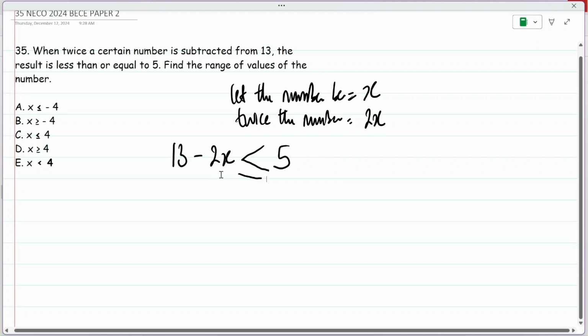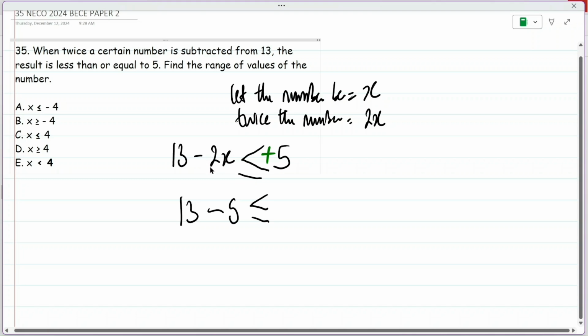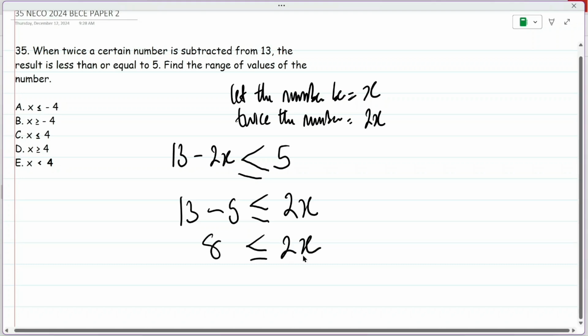There are two ways to do it. For us to be careful, we don't want our x negative. Let's take this minus 2x outside. At this point, this sign is operating like an equals to sign, so it turns to plus 2x. Then the 5, we bring it in. So we have 13 minus 5, and the sign is still like this. Then minus 2x crosses and becomes plus 2x. 13 minus 5 is 8, and you have your 2x here.